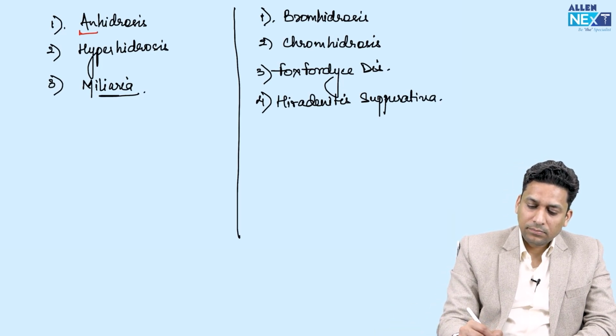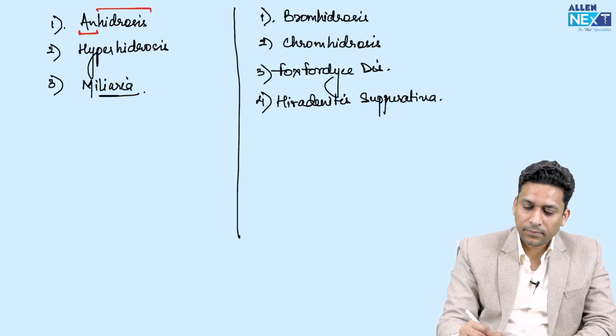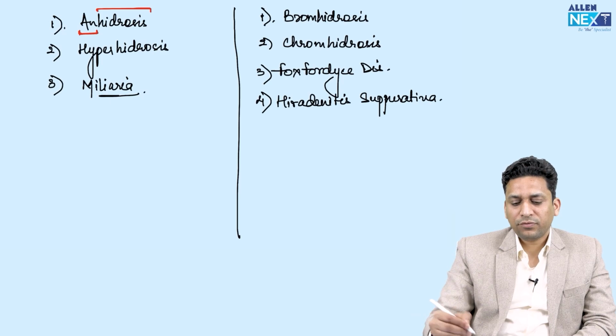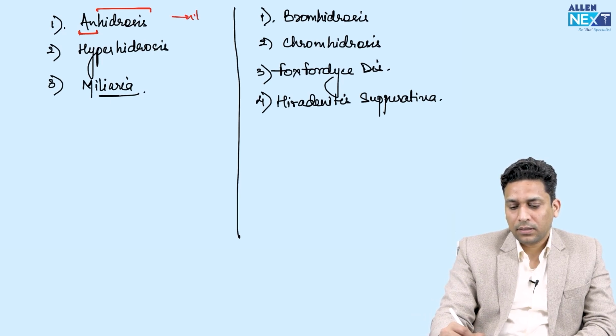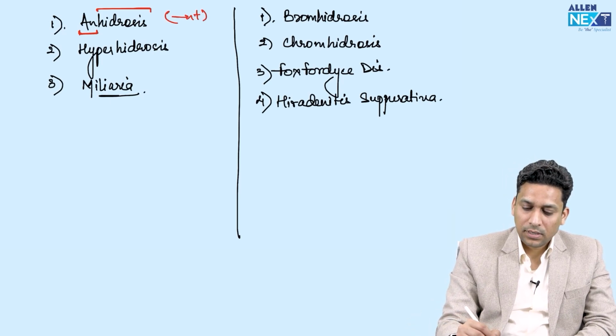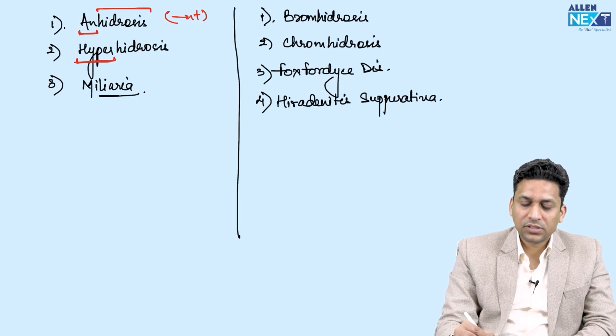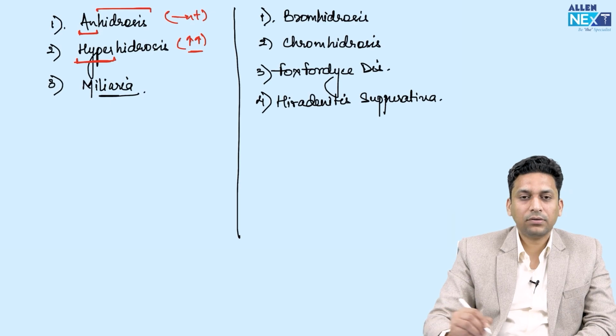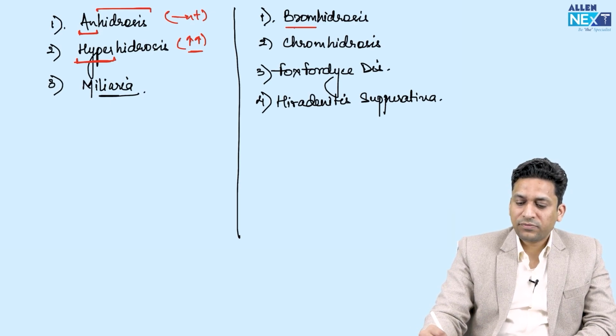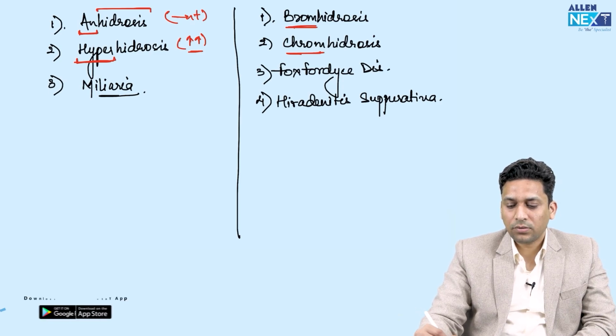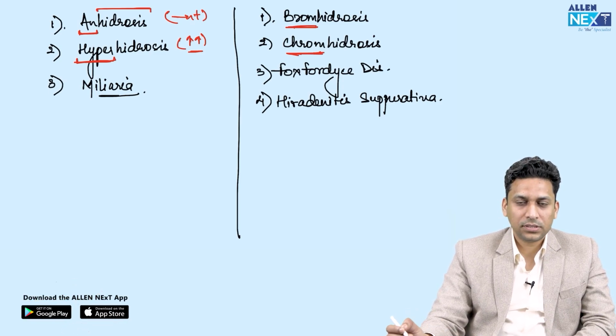See, An means absence and hidrosis means sweating. So, absence of sweating is known as anhidrosis. Hyper means excessive, hidrosis means sweating. So, excessive sweating is hyperhidrosis. Brom means foul smell, chrom means color. So, foul smelling sweating is bromhidrosis, colored sweating is chromhidrosis.